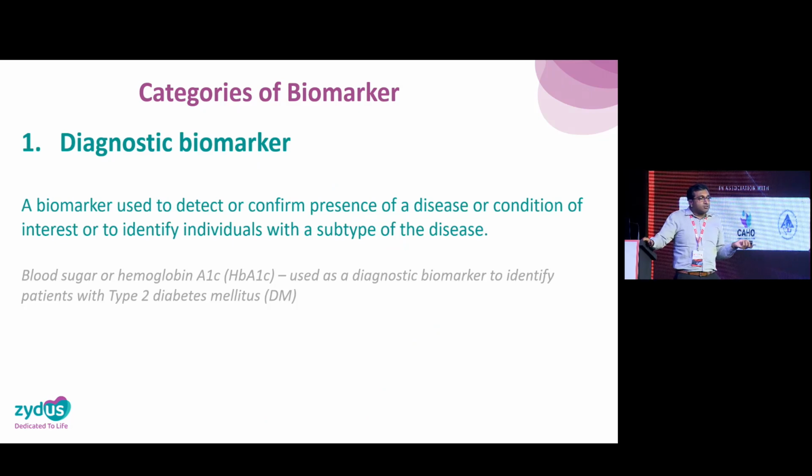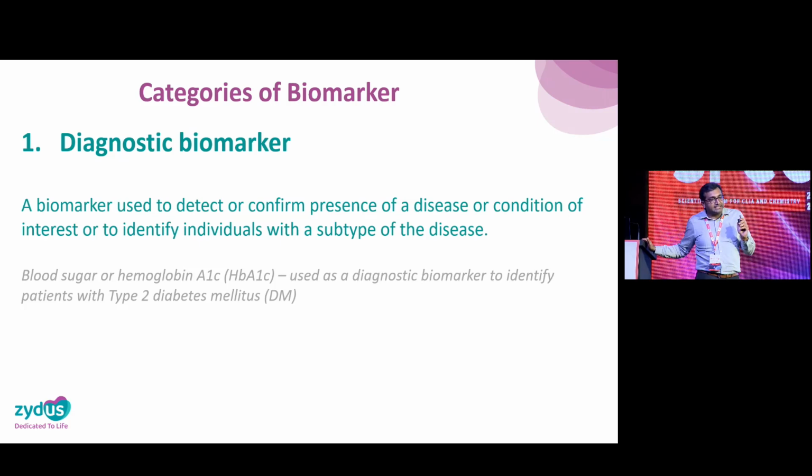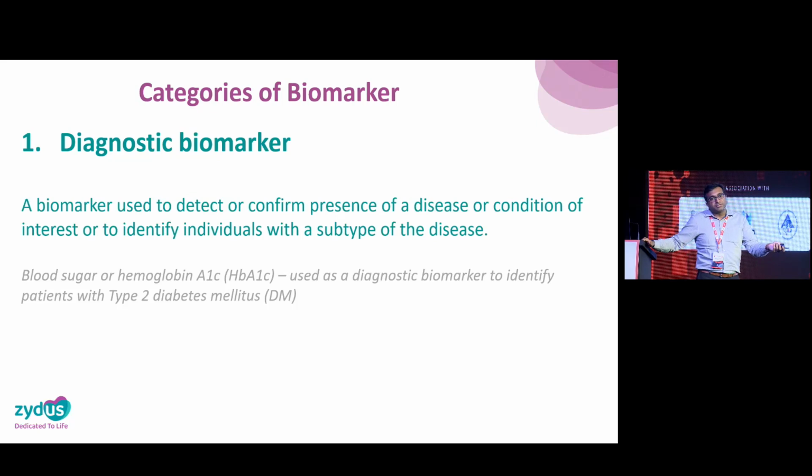So what is the diagnostic biomarker? That used to detect or confirm presence of a disease or a condition of interest or to identify individuals with a subtype of the disease. The classical example of this diagnostic biomarker is glucose, for which ADA has given the cutoff value, HbA1c again this. So that is the diagnostic biomarker.